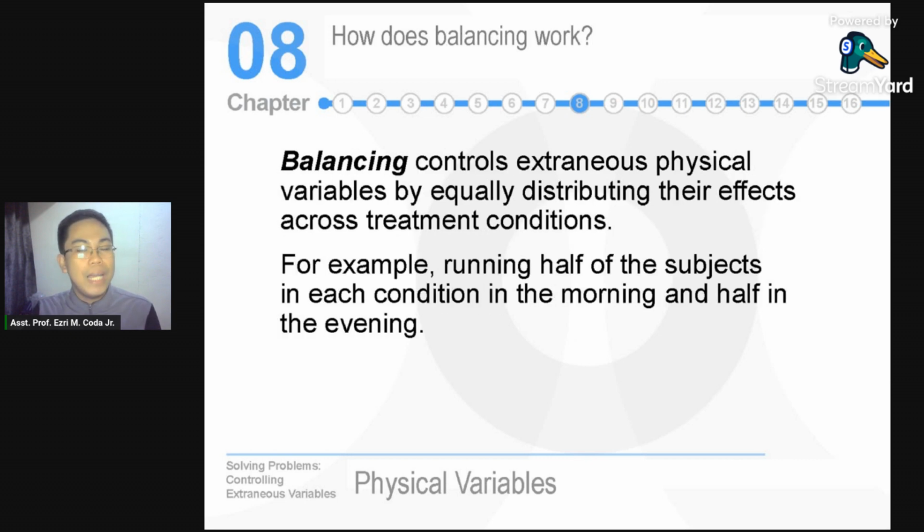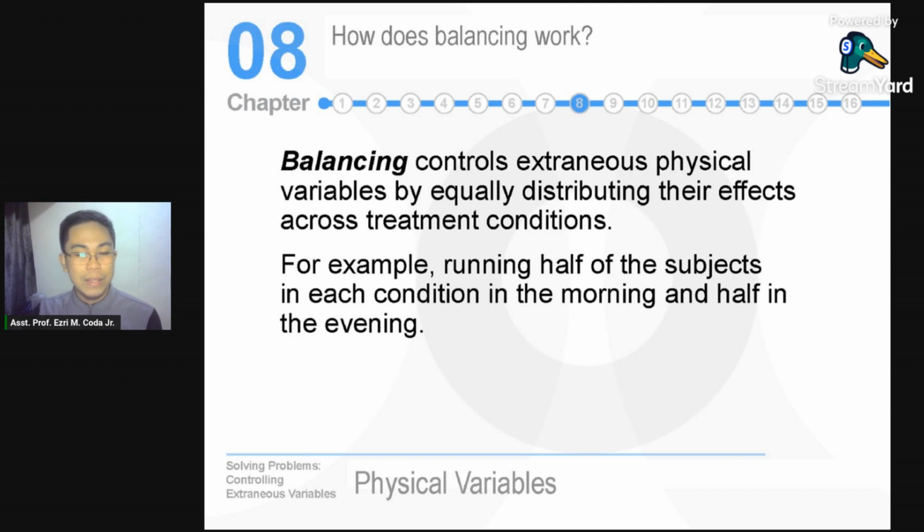Now, we also have balancing. So how does balancing work? Balancing controls extraneous physical variables by equally distributing their effects across treatment conditions. For example, running half of the subjects in each condition in the morning and half in the evening. So, para ma-balance, half of them will be assigned in the morning, so may evening. So, yung another half naman is may morning din at saka may evening. So, mababalance na yan ngayon.